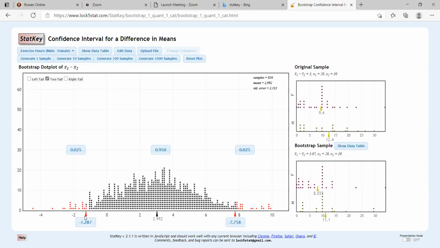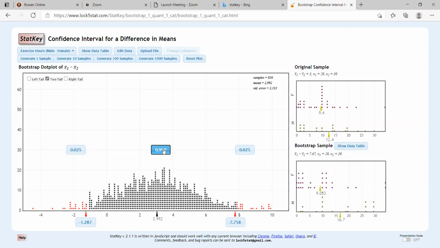So what this interval is saying is that we expect the true population difference in exercise averages between males and females to be between negative 1.287, which means that females are exercising on average 1.287 hours more than males, up to positive 7.758, which means males are exercising on average more than females by 7.758 hours. We're expecting the true population difference in means to be in between these two numbers. So it is possible that the true population mean is that females exercise more than males, but it would be on the left side here. More likely, it's going to be males exercising more than females.